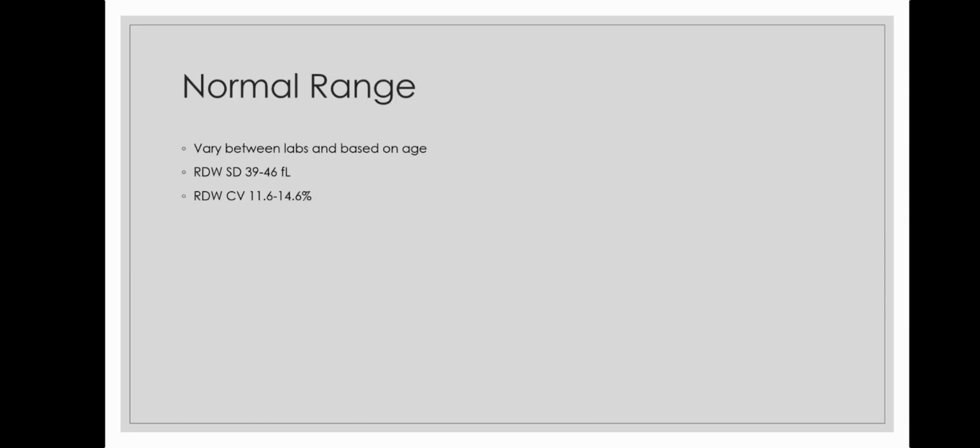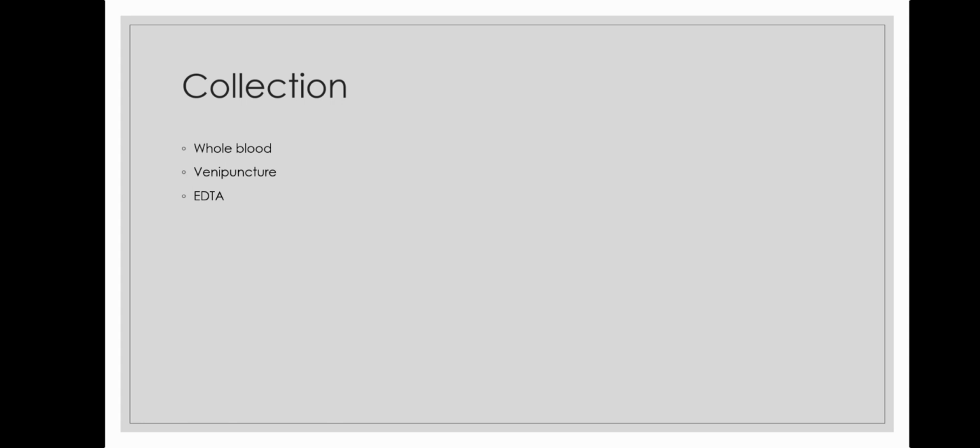So what is the normal range for RDW? This varies between laboratories and depends on a number of factors including age of the patient. Now RDW standard deviation has a normal range of 39 to 46 femtoliters, while RDW-CV has 11.6 to 14.6%. So RDW is calculated from a sample of whole blood collected through venipuncture using an EDTA tube.